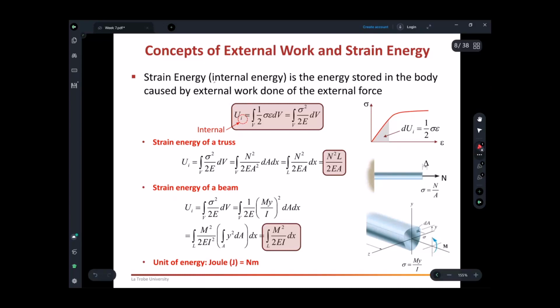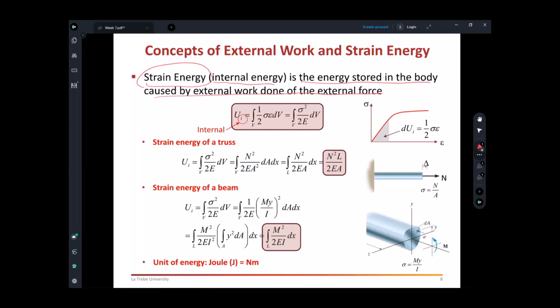Now I want to give you another one called internal energy. Another name for it is strain energy. It is the energy stored in the body caused by the external work done or external force. When you press something or pull something, the external work done will be converted into internal work done, because it needs to be balanced. External work done should equal internal work done. So something happens internally. It's not that everything happens externally; when you do something outside, something happens inside as well.